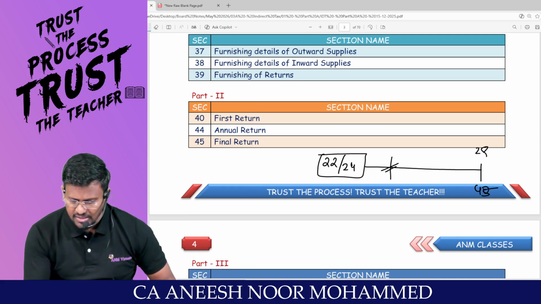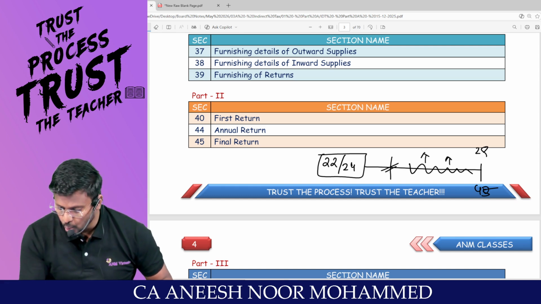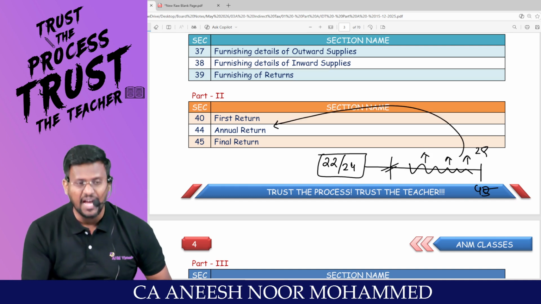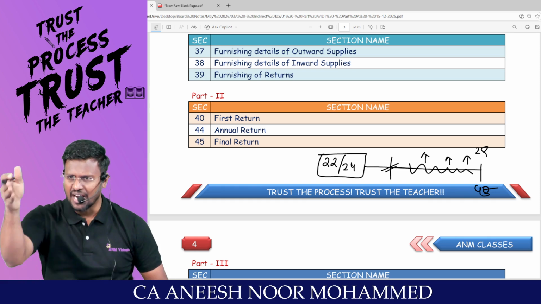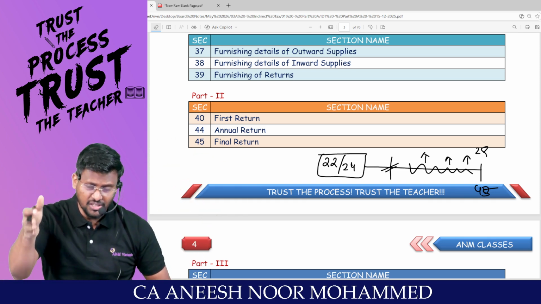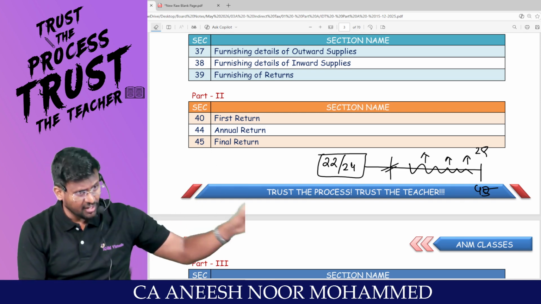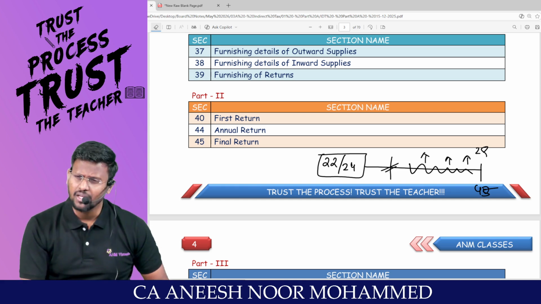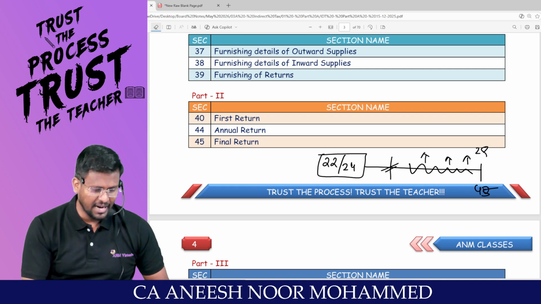Sir, in between, some years would have passed. For every one year, you are supposed to file a return called the annual return. So there are three types of return: start return, end return and the mid return throughout. Start return, first return under section 40. End return, final return under section 45. And every year we are supposed to file a return called the annual return under section 44.